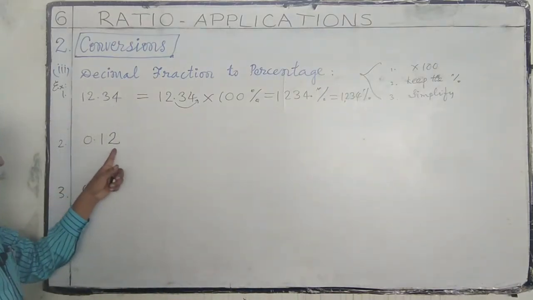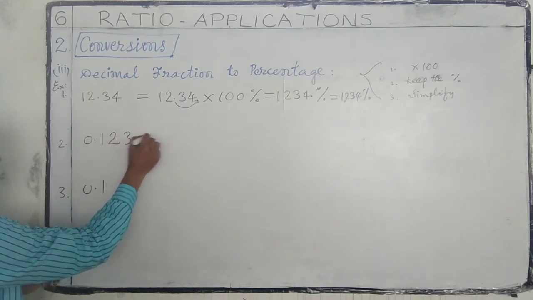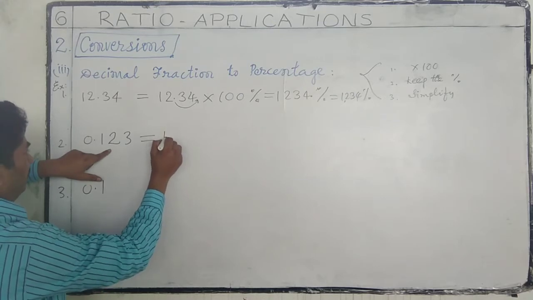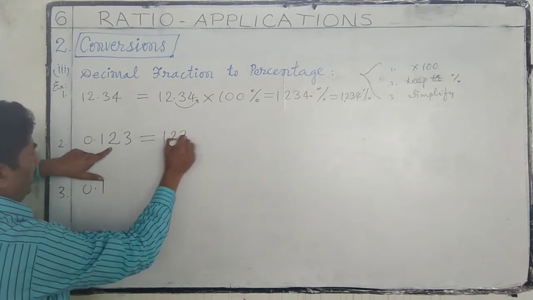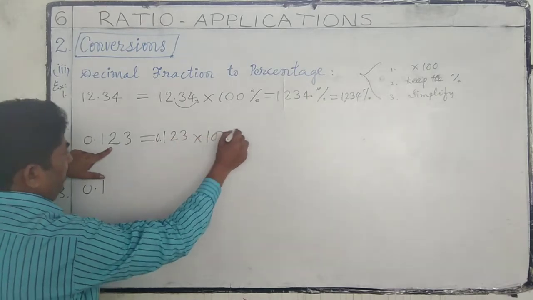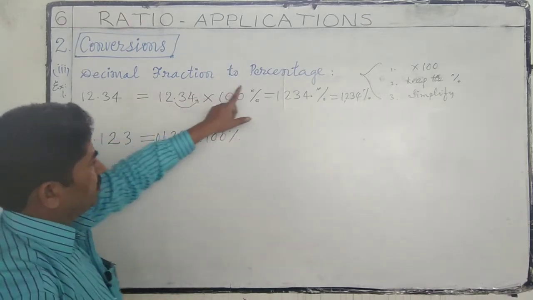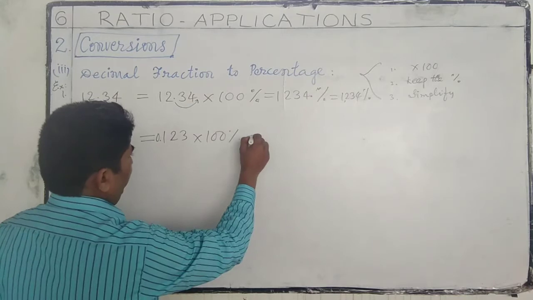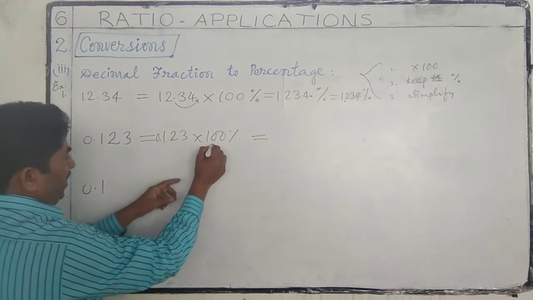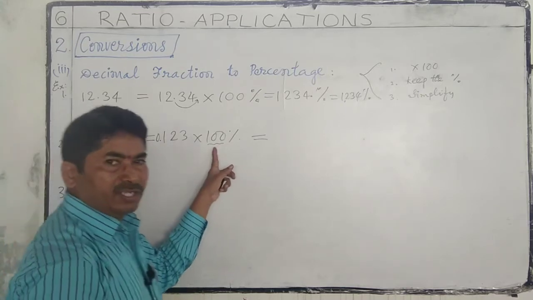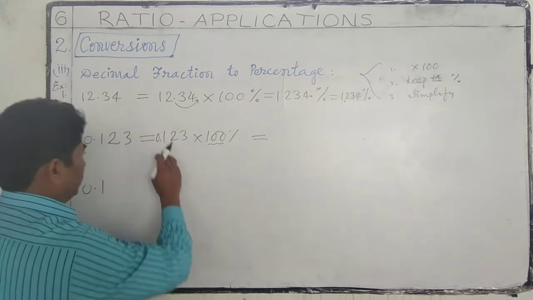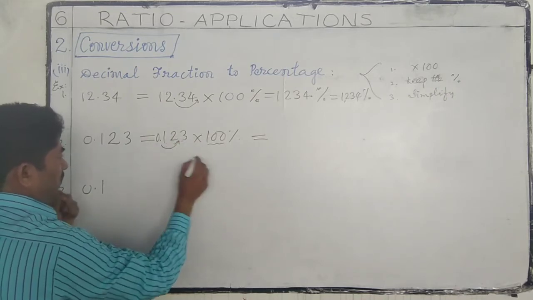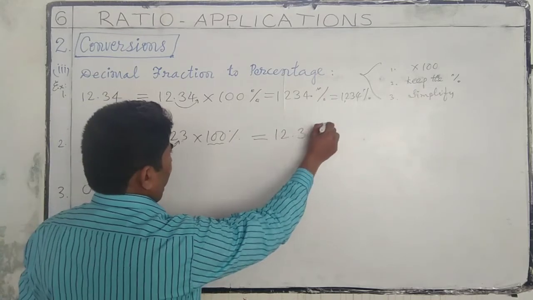Next, 0.123. To convert 0.123 into percentage, multiply with 100 and keep the percentage sign, then simplify. To multiply a decimal by 100, just shift the decimal to the right by 2 places. 12.3 percentage.